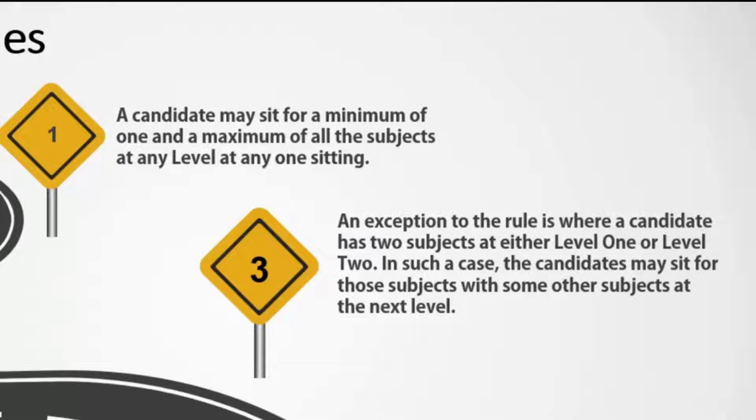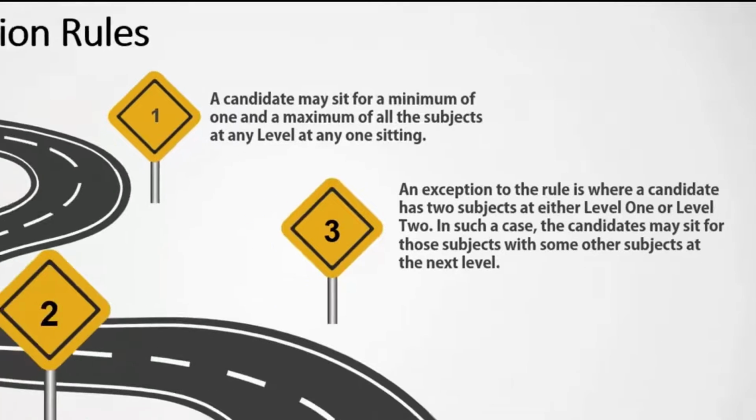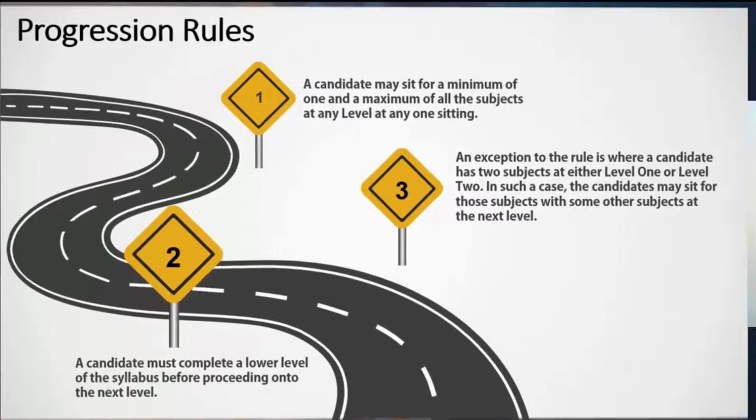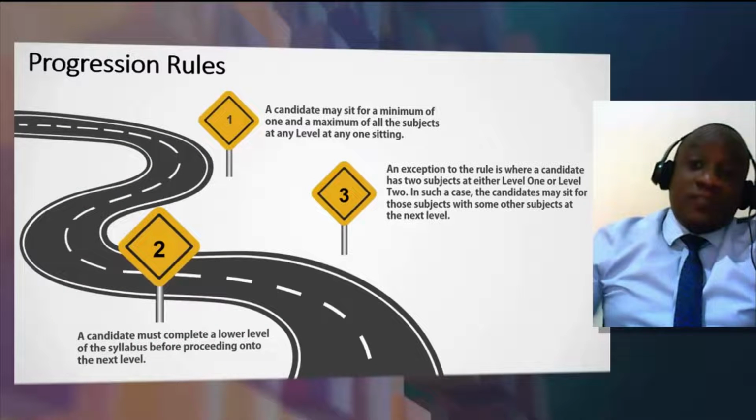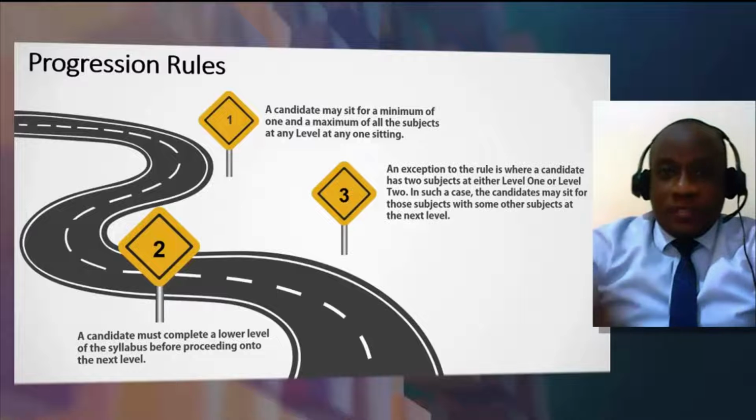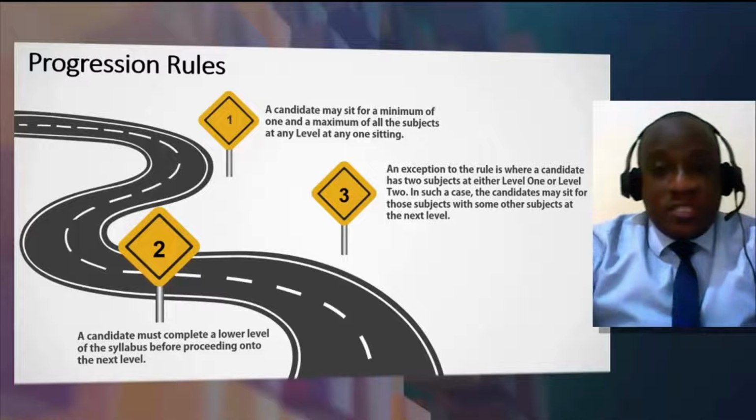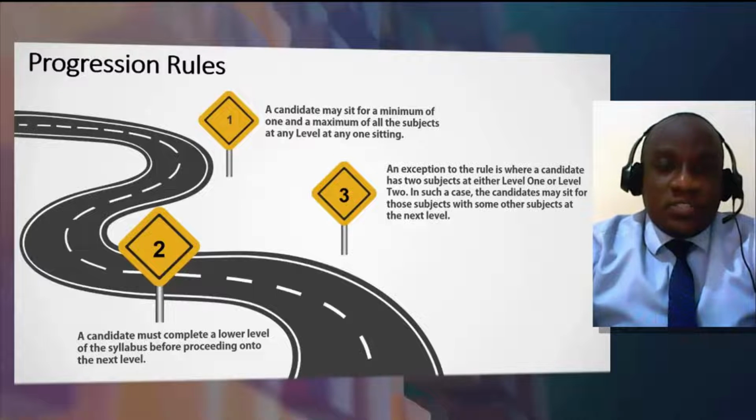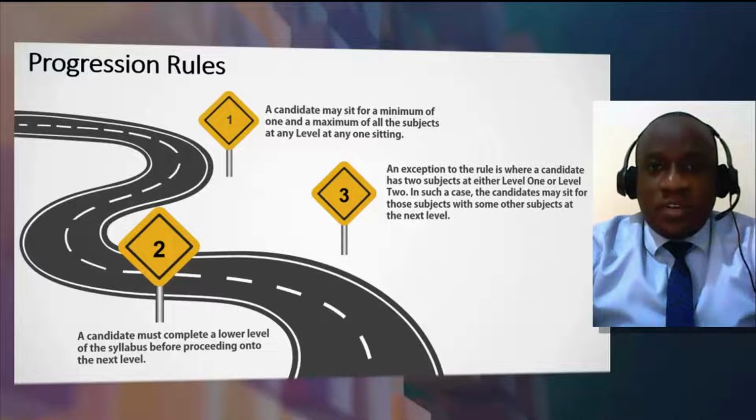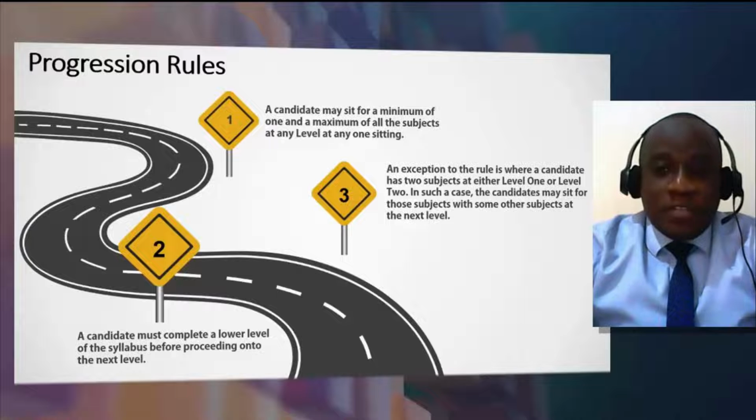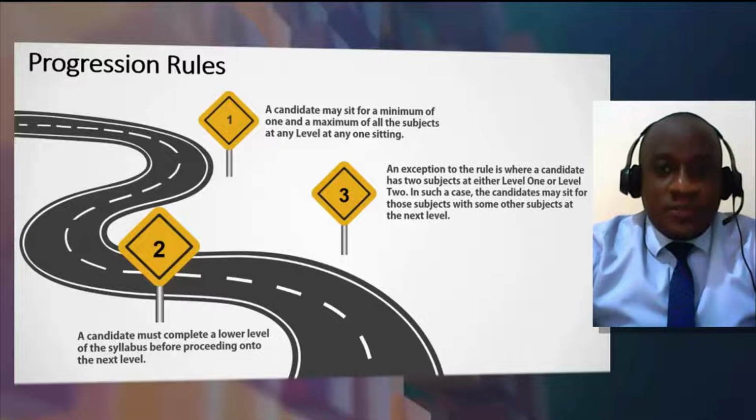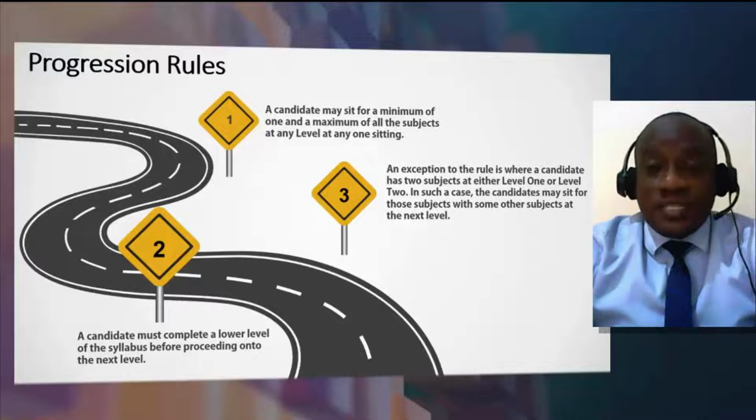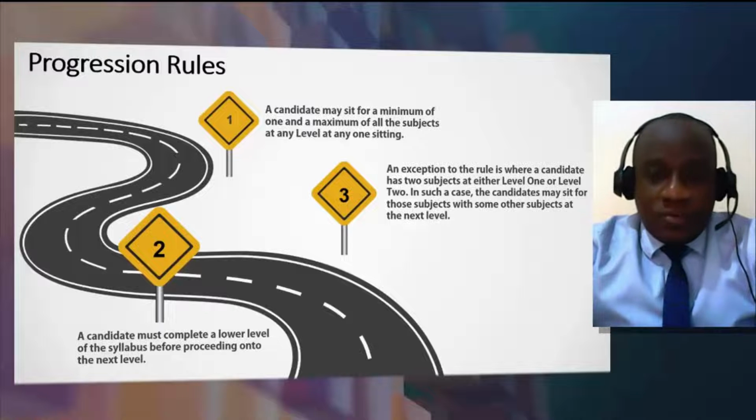But there are certain papers you cannot do at level one at the same time at level two. Things like financial accounting and financial reporting. Those two papers go hand in hand. The knowledge in financial accounting is transferred and carried forward to financial reporting. So those two papers cannot be done at the same time. So if you have financial accounting at level one and financial reporting at level two, then those two cannot be taken at the same time. You must finish one before you proceed to the other.